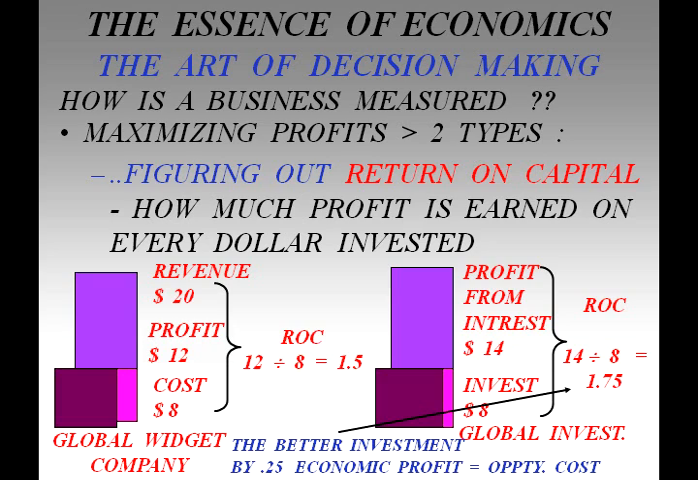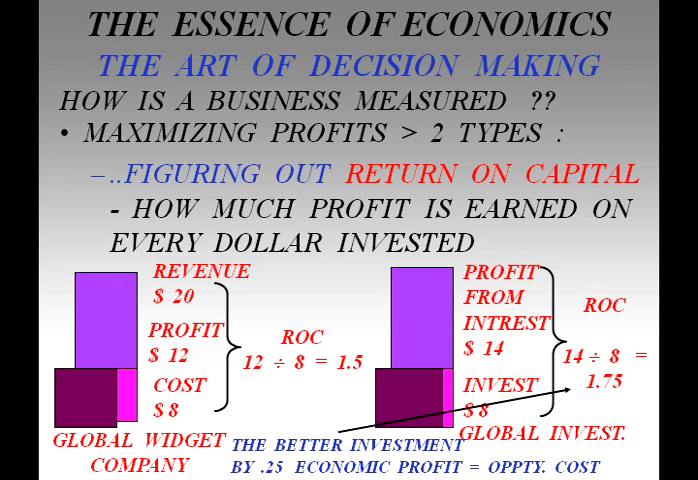Now you as an investor had a choice here. You could start your own business and invest the $8 or go to this alternative. By giving up the alternative and staying with the Global Widget Company, you passed up an opportunity cost of 25 cents additional profit on every dollar invested.